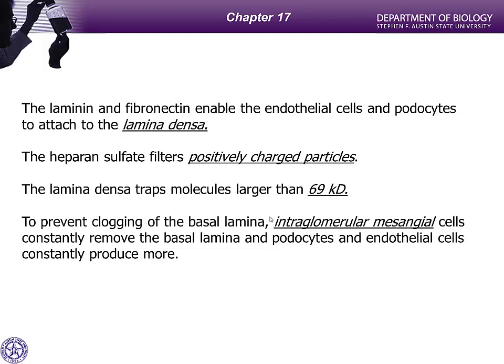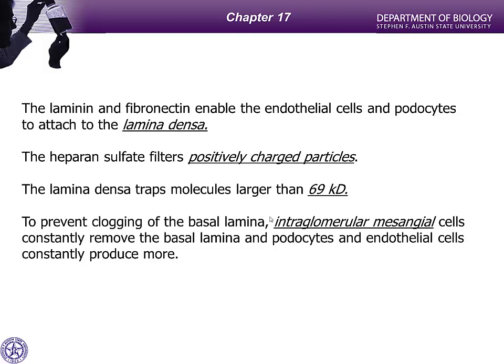Now, you may be thinking that with this basement membrane, this basal lamina, as we're absorbing all these positive charged molecules, these large molecules that might pass through, this filter is going to get clogged up, much like a swimming pool filter. And in much the same way, you have to clean those swimming pool filters. You also have to clean these basal lamina materials. And we have cells, phagocytic cells, that are present in our glomerulus. They're called intraglomerular mesangial cells. And really, for all intents and purposes, they're macrophages.